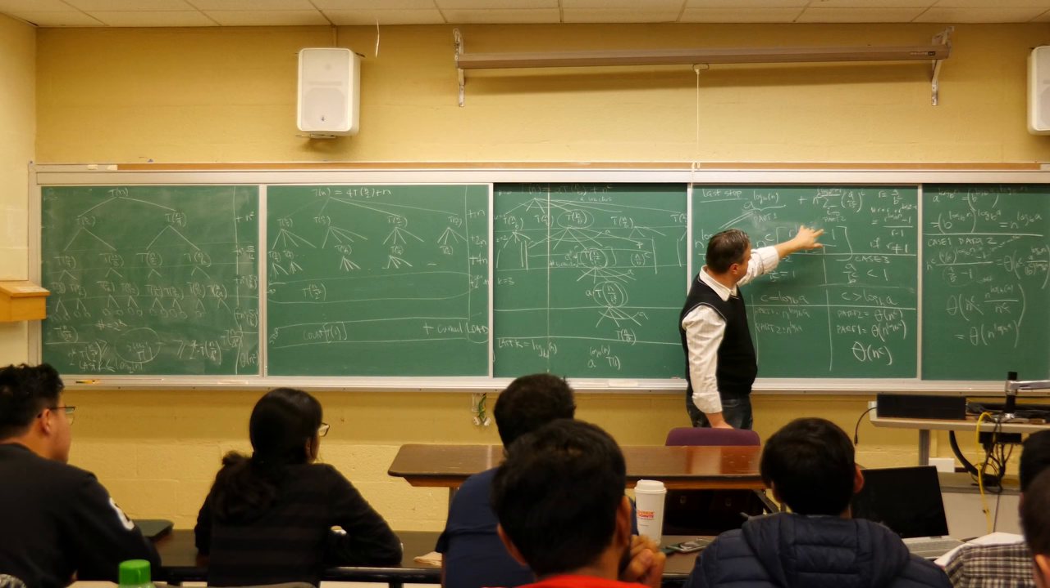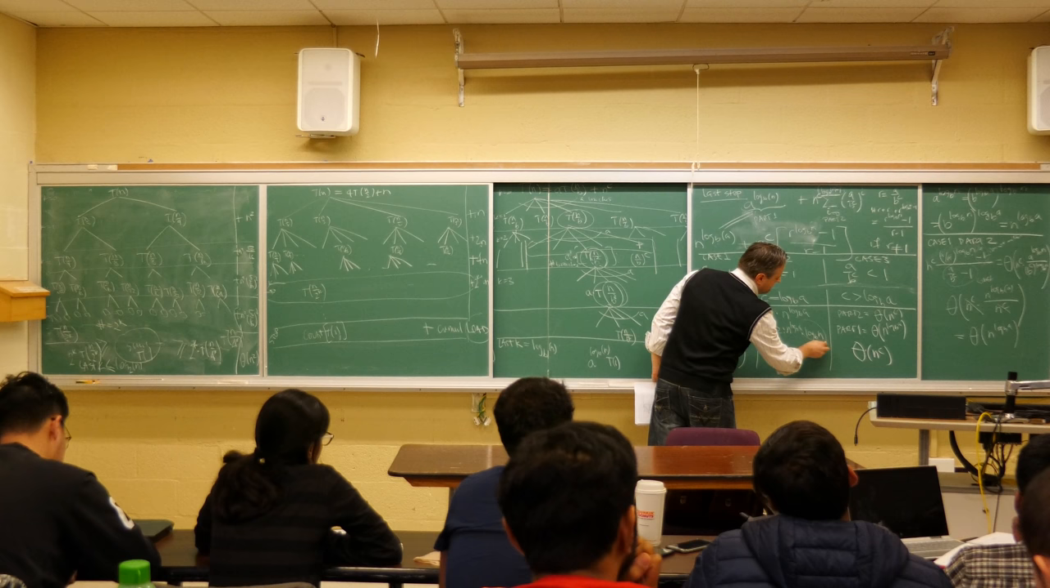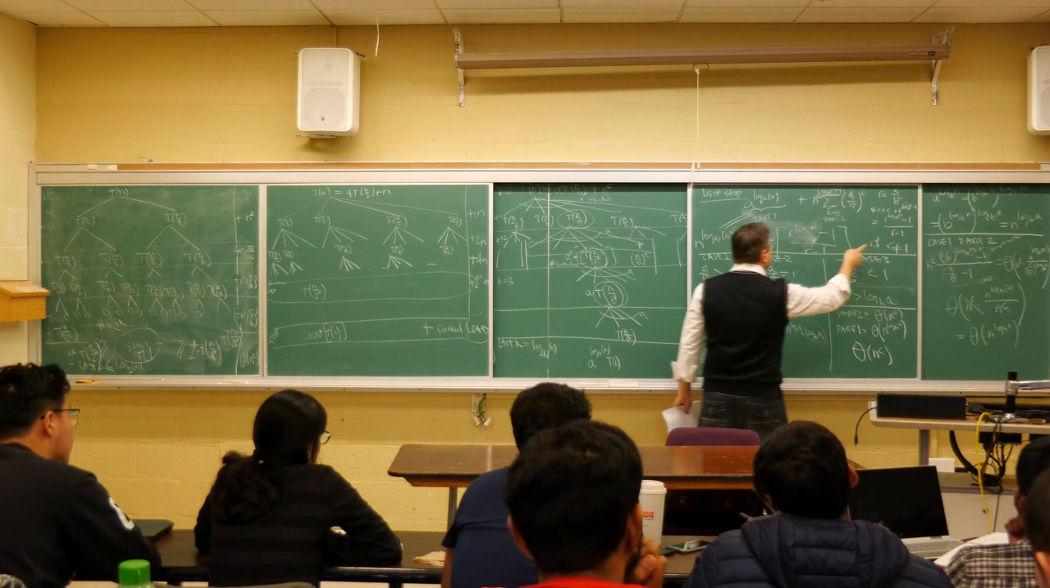From 0 to that, this is log base b of n, right? Because there are that many terms. How many terms are there? Each of them is 1. I cannot apply this formula because r is equal to 1 here, but I can do it directly just by counting the sum.